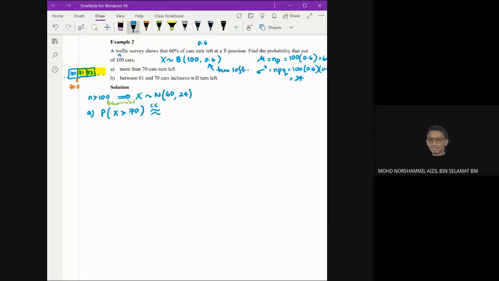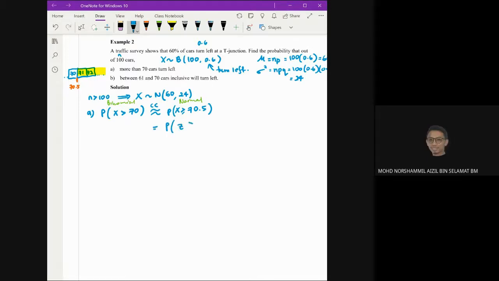Okay. So probability binomial change to normal. Passing through continuity correction, it will be more than or equals to 70.5. Dapat tak? So ni dah jadi normal distribution. Is it okay? Boleh sir. Okay. So let's convert to Z.